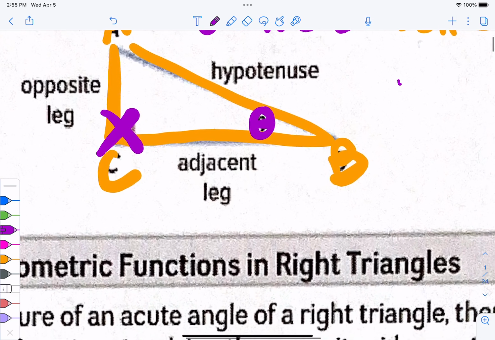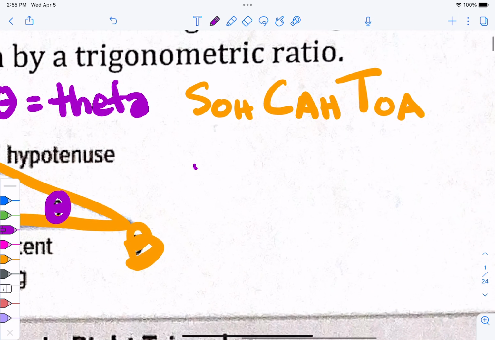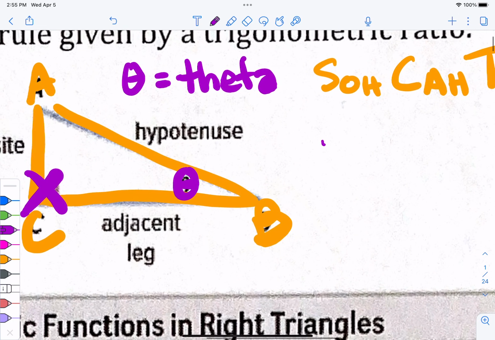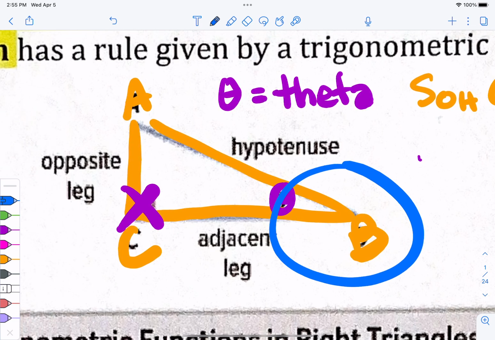Today we're only going to be writing out the relationships of sine, cosine, and tangent. Tomorrow we're going to be solving for some things. Now, if we're looking at B, not A, we have three sides of this triangle. We have an opposite side, which is this guy. Do you see where he's opposite? We have to identify which one is the opposite side.